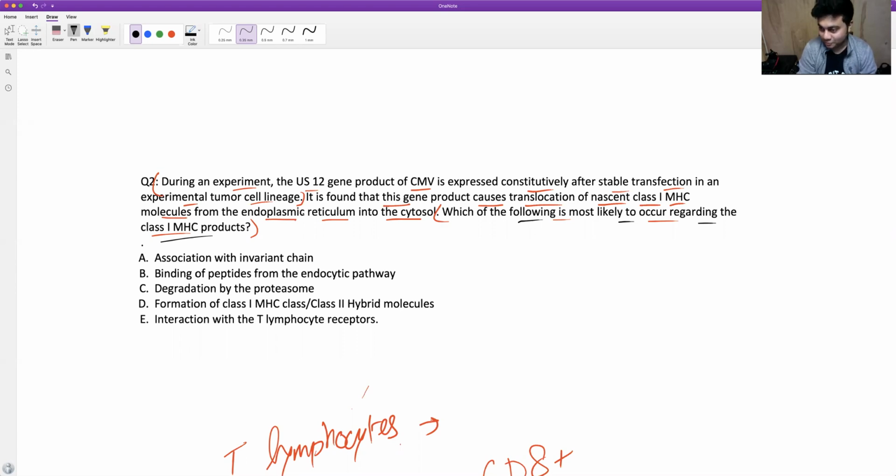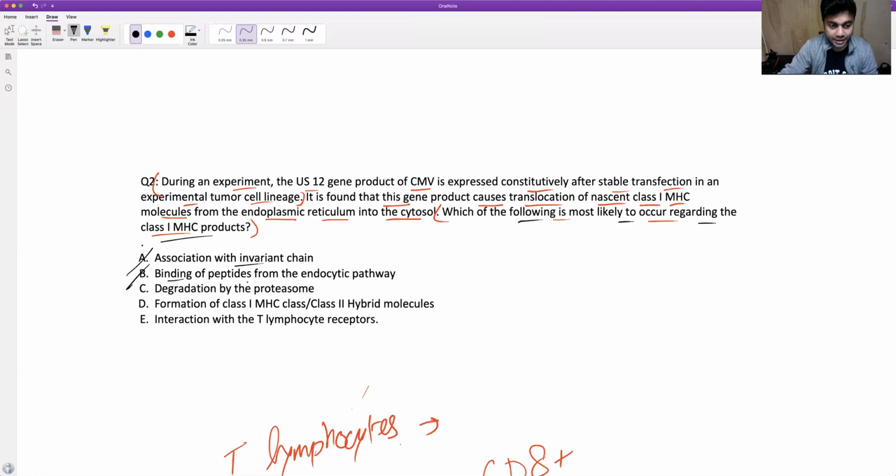I got some answers. Some of you said association with invariant chain. A is the answer? No. Invariant chain, we haven't discussed it. This is a part of the MHC class 2 molecule. When you read the basics of immunology, you know that MHC class 2 has this invariant chain. So this has nothing to do with MHC class 1.